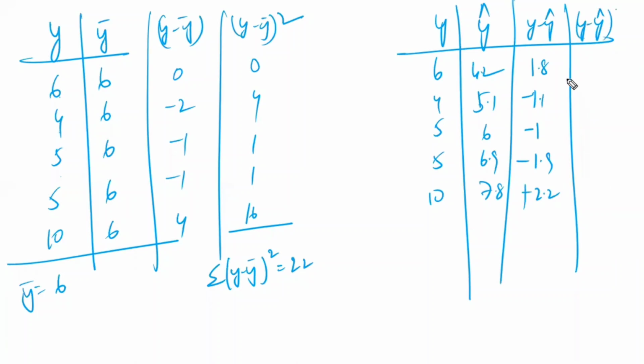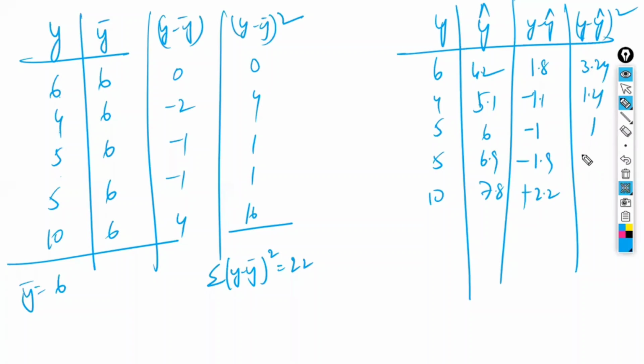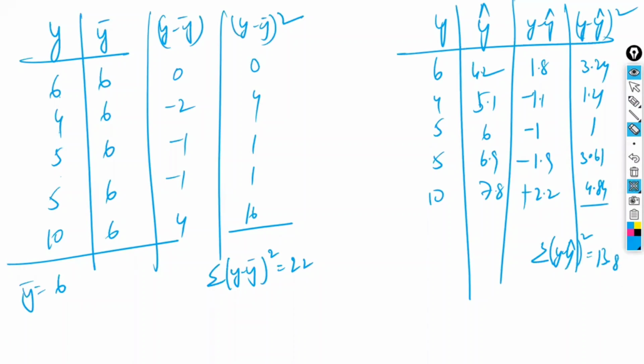Now whether it is plus or minus, anything is okay, right? So now what are the values? Yesterday, I think we calculated them: 3.24, 1.21, 1, 3.61, 4.84. The total of y minus y hat whole square, what is the value? 13.9. So here we have got 13.9, and here it is 22. Now out of these two, which is best?